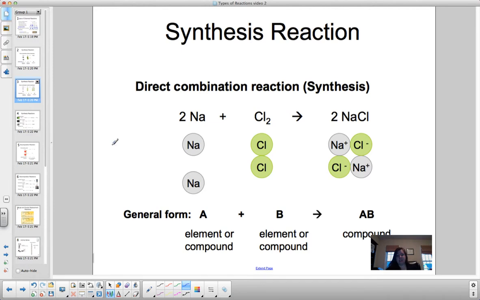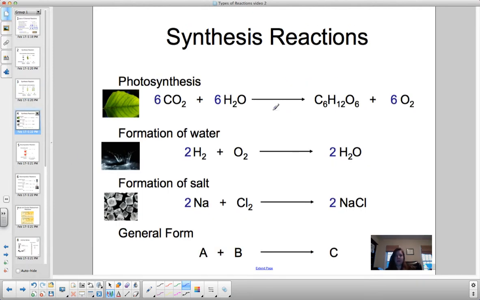Okay, and this is just kind of showing this. So now let's look at some synthesis reactions. Doesn't always have to be just two elements like I had just mentioned. You could get these two compounds together. You've probably heard of photosynthesis.